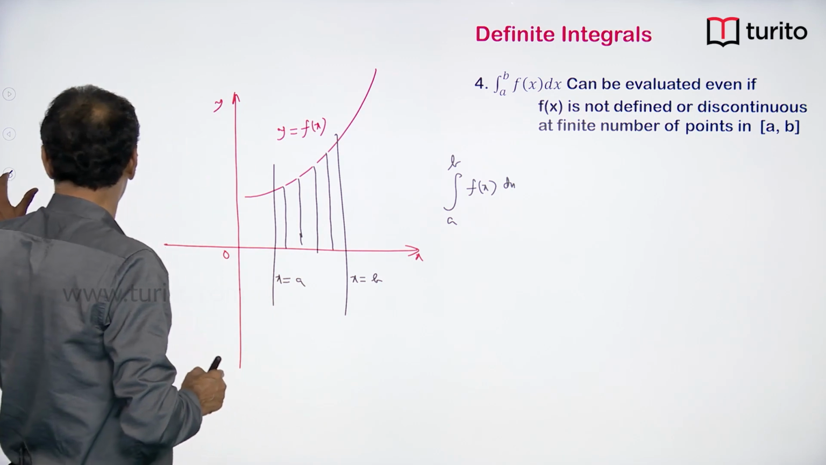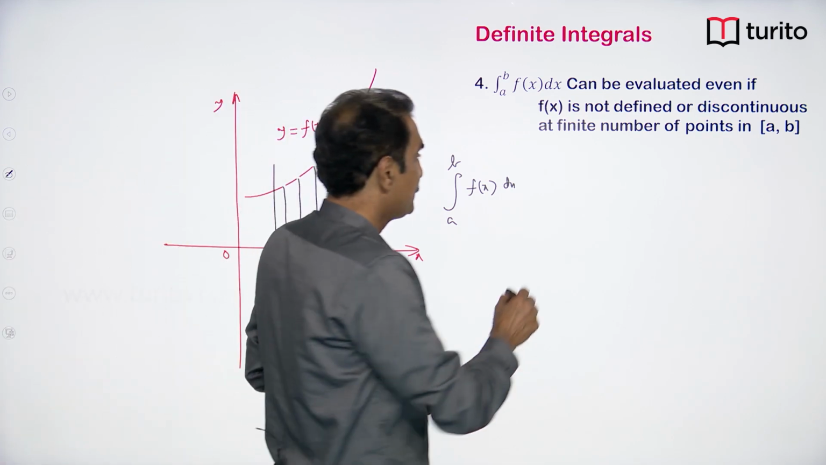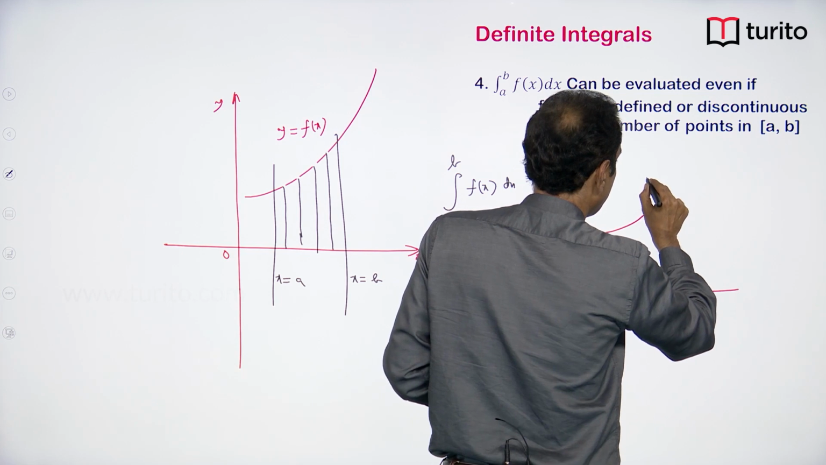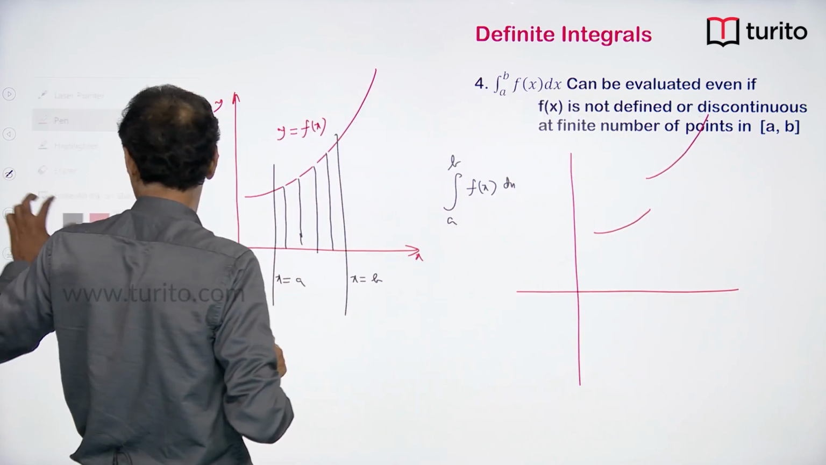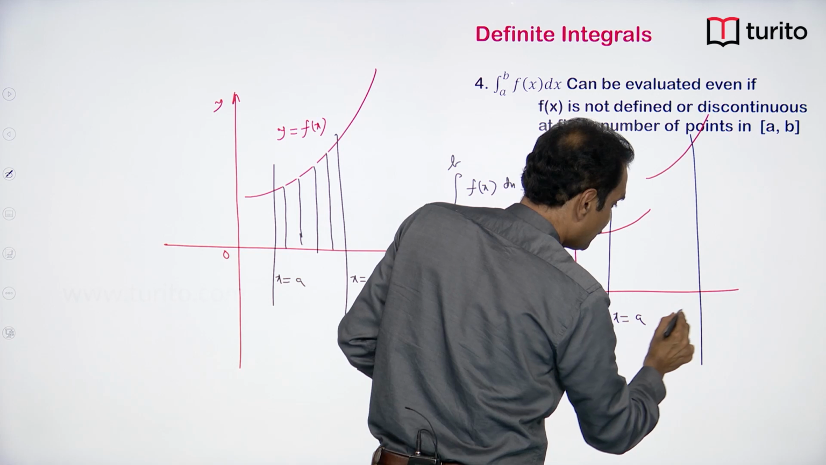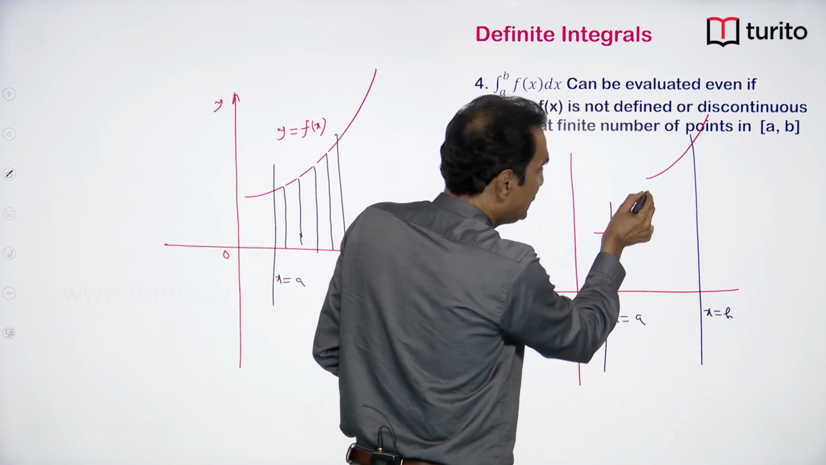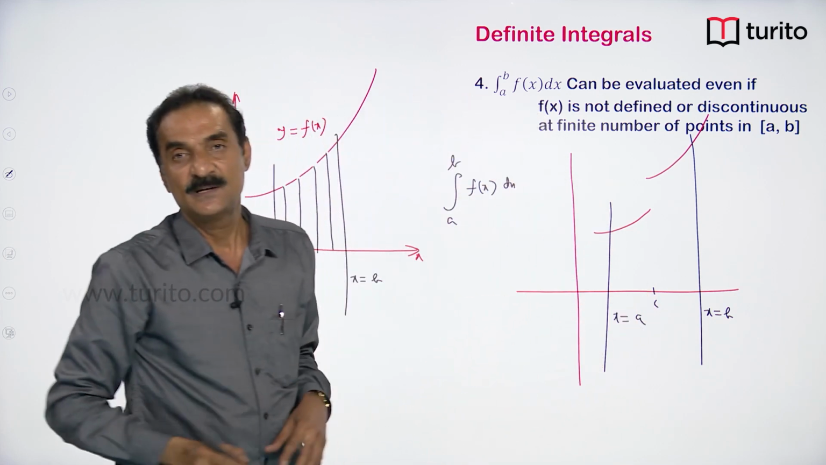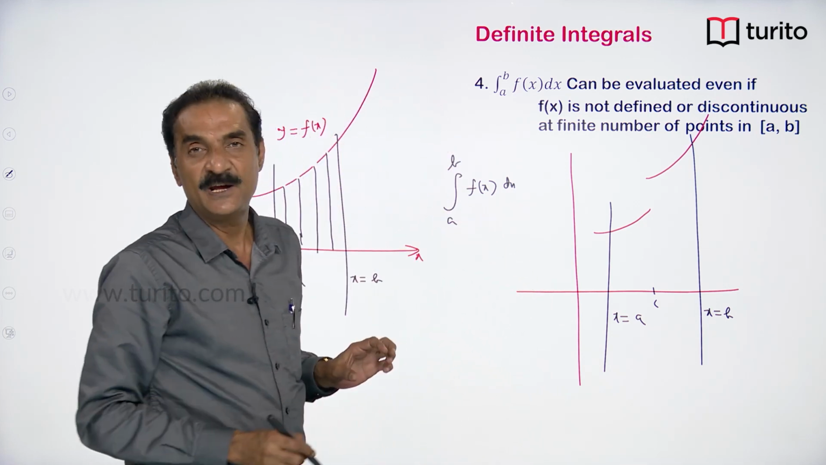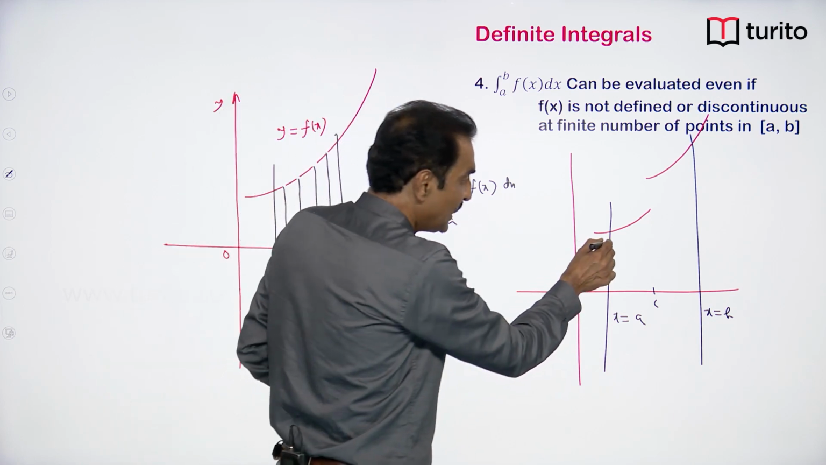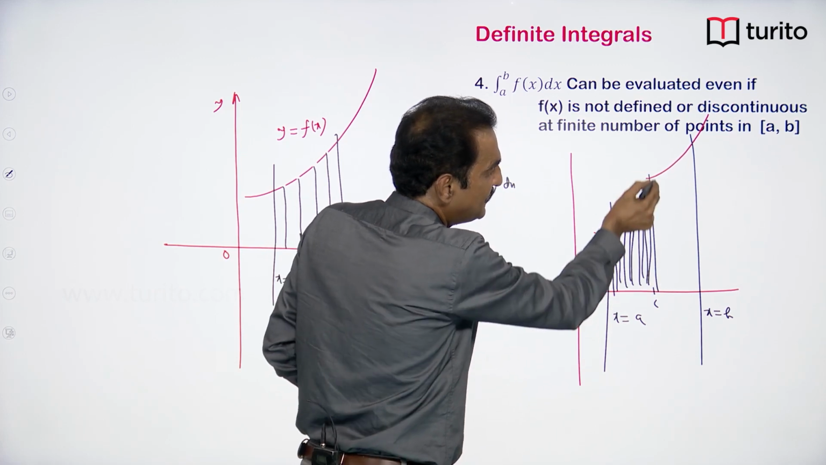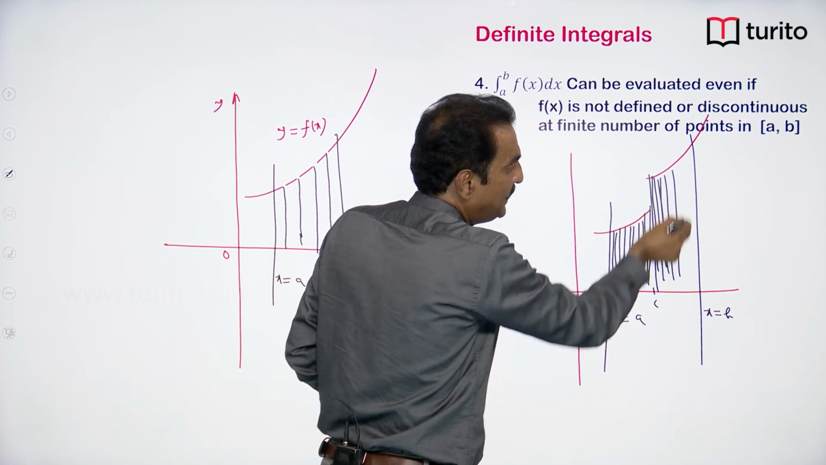Similarly, even if the function is discontinuous at some points in the given interval, suppose in the interval a to b, the graph is like this. This is A, this is B. At this point, say C, the function is not defined or discontinuous. Then the value of integral a to b f of x dx is still defined, because you are adding the values of f of x. You will add up to x is equal to c, then from c to x is equal to b.